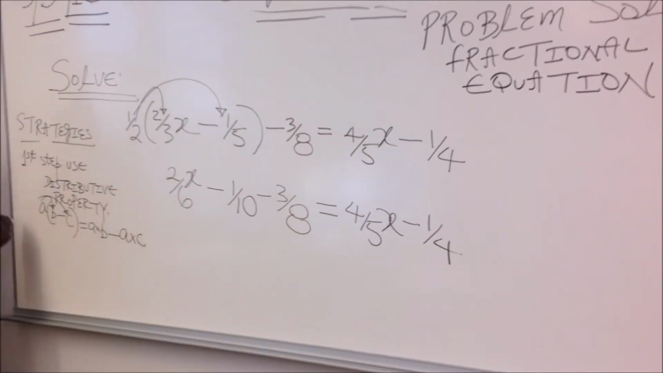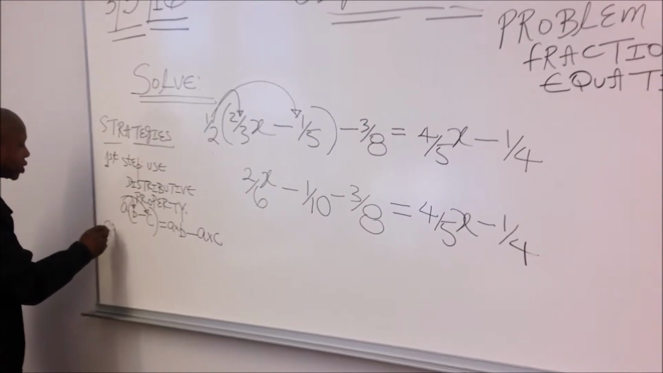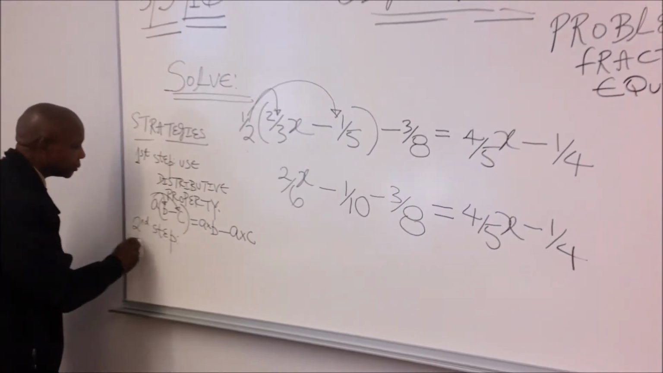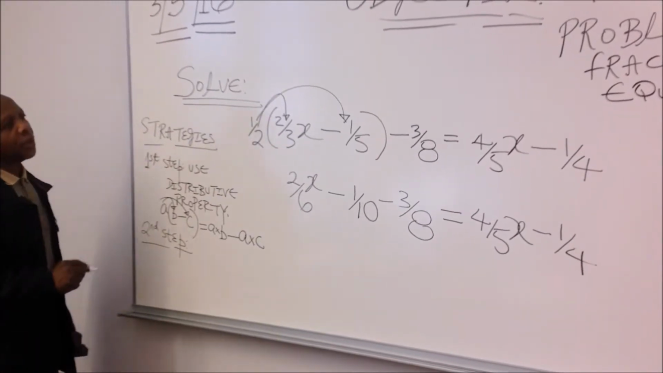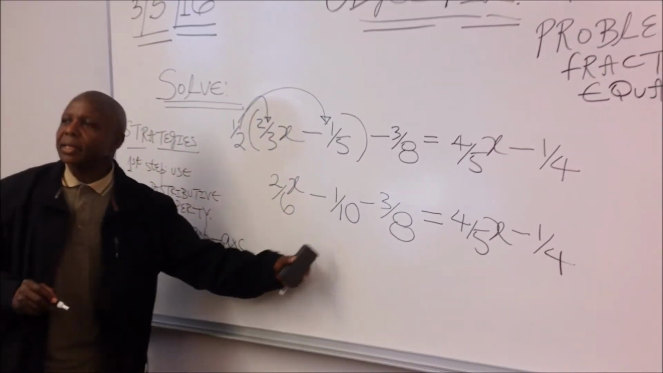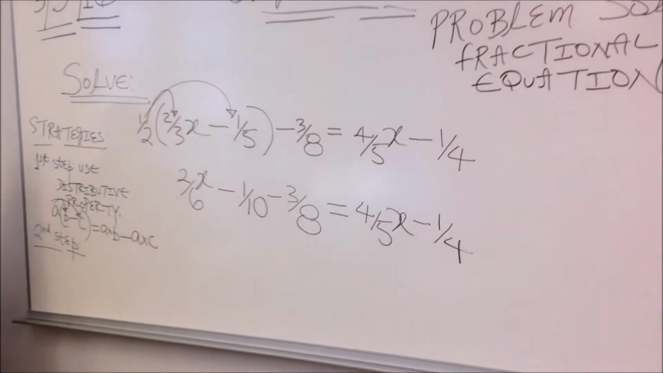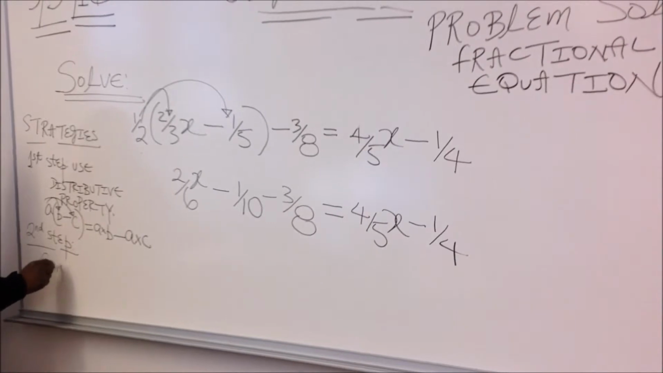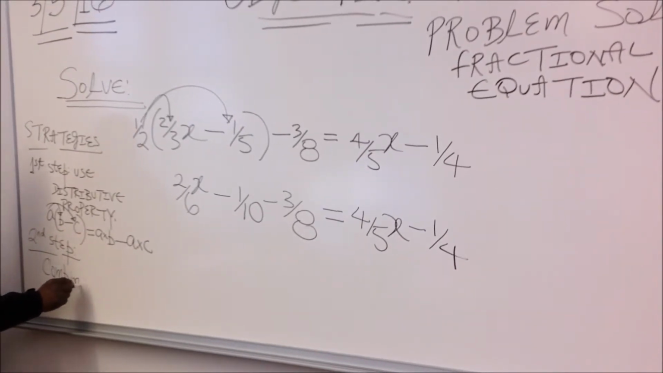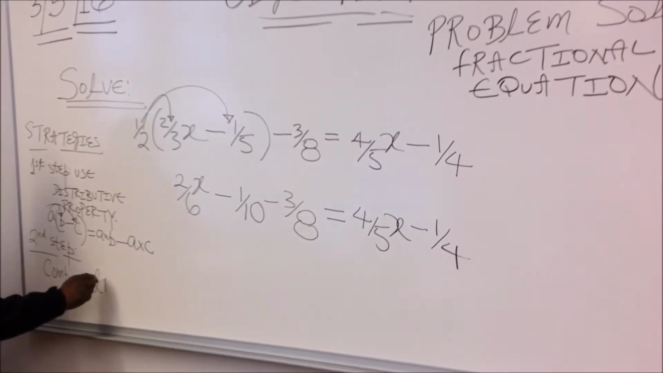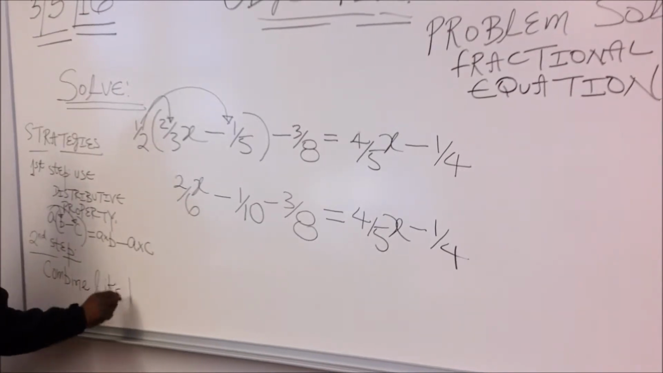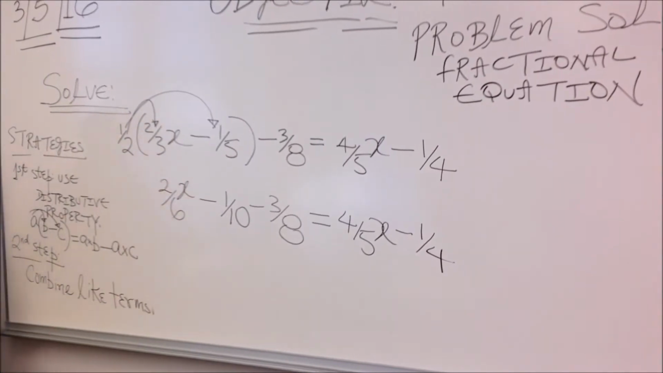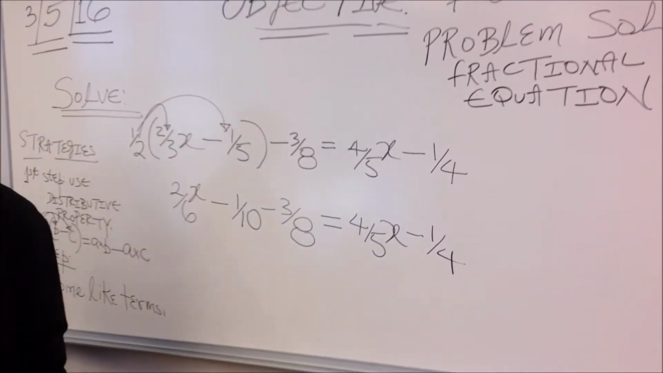So the second step in this problem solving process, known as strategic problem solving, is to combine the like terms on the left side of the equation. So we are combining like terms at this point.